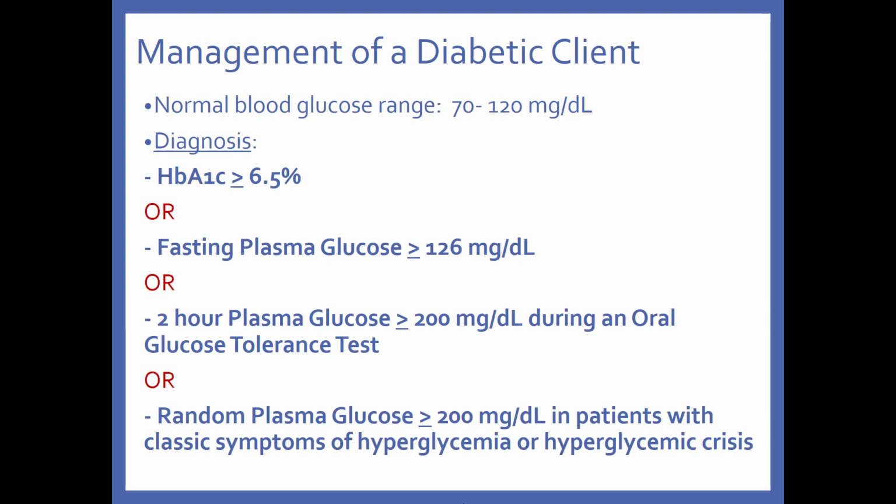When it comes to diagnosing diabetes, we look at, of course, the blood sugar levels, but there's different ways that we can evaluate that. We consider a normal blood glucose range to be between 70 and 120, and we can look at the fasting glucose level, but we also have available some really good technology, hemoglobin A1C. That became part of the diagnostic criteria in 2010.